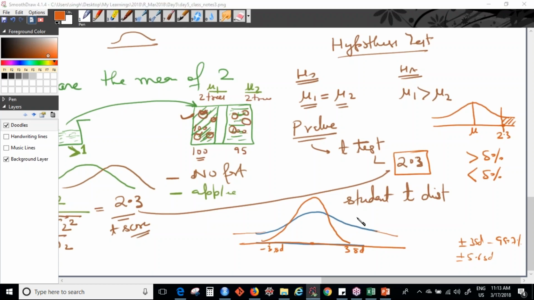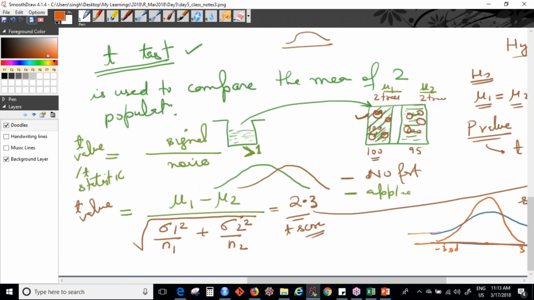Yeah, 2.3 I just wrote. You will actually find it from this formula. You will use that formula to find this value. I just wrote some random number. You'll actually get the number using this formula.